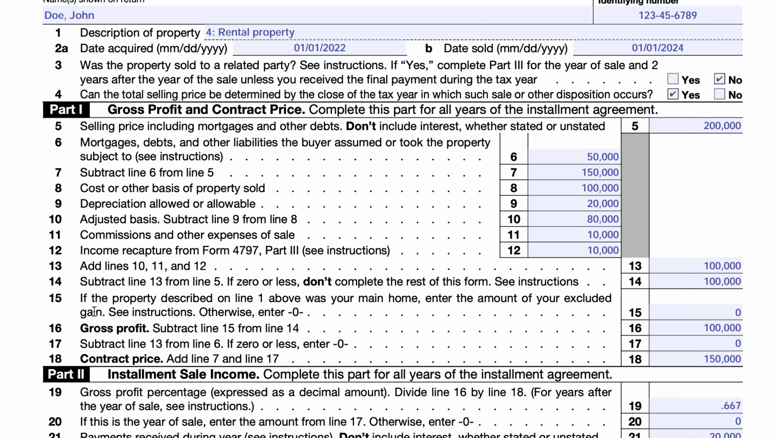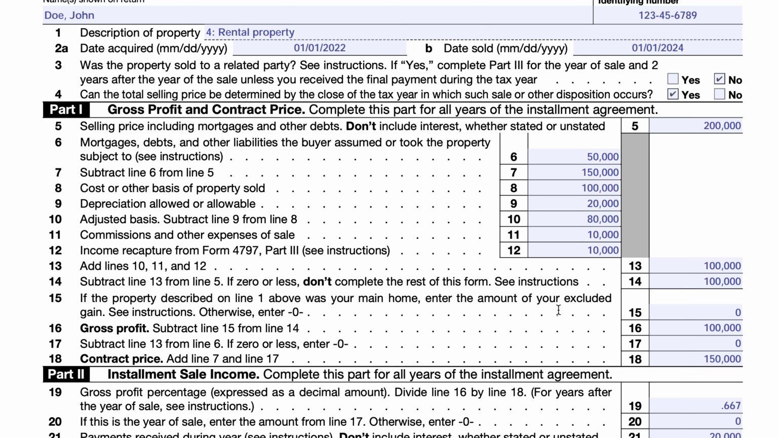And I'll back that up. A zero number basically means that it's a loss, and you can't use Form 6252 to report a loss. You would simply report that loss on one of the forms or schedules previously mentioned. So that's why you would stop right there.